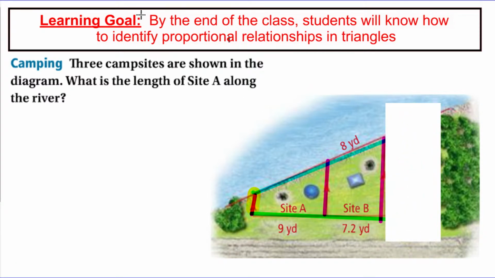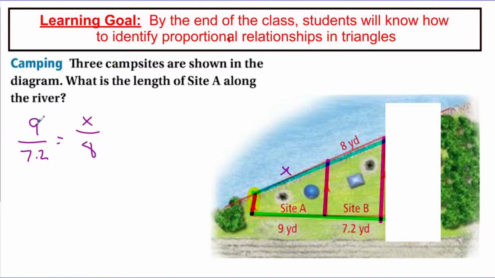If I just focus on this, I have that situation. Here are 3 parallel lines and 2 segments that got cut into pieces. They're claiming that if I set up the bottom ones, the 9 and the 7.2, in a fraction, 9 over 7.2, it should be equal to the missing side, the length of site A along the river, which I'll call x because it's unknown. We're saying 9 over 7.2 equals x over 8.